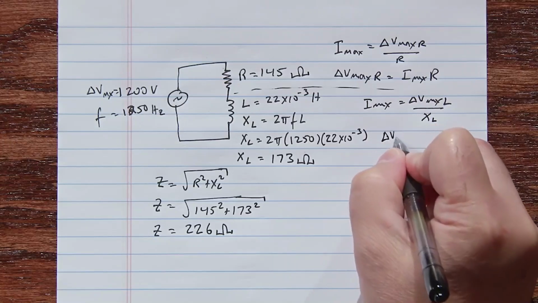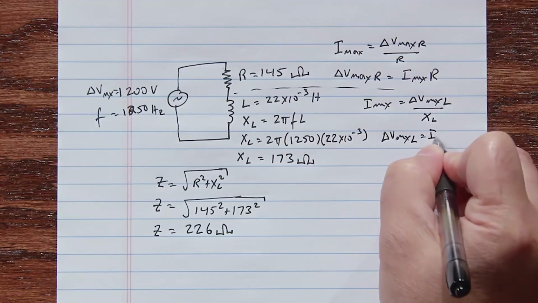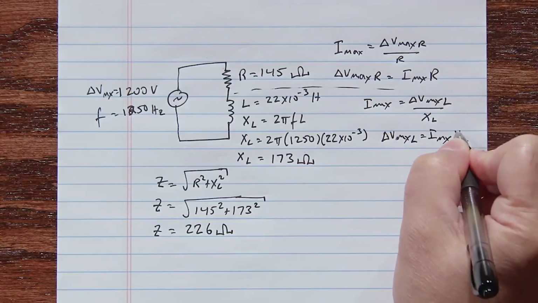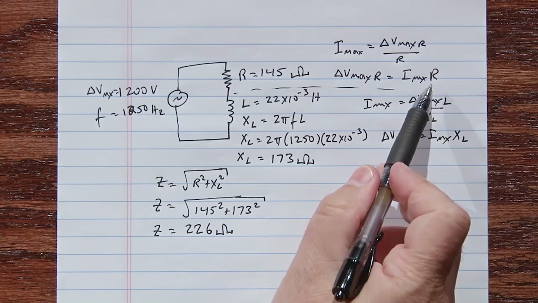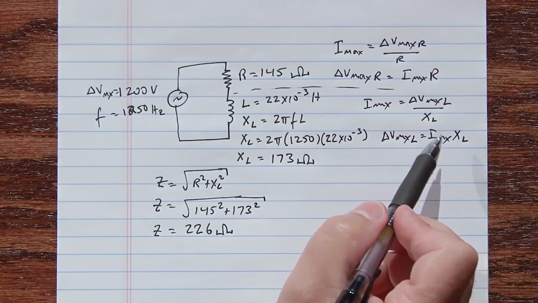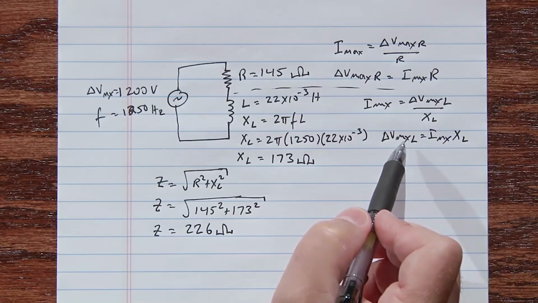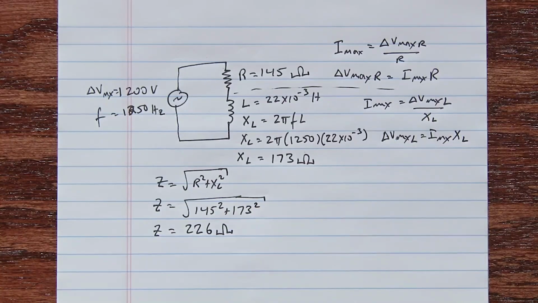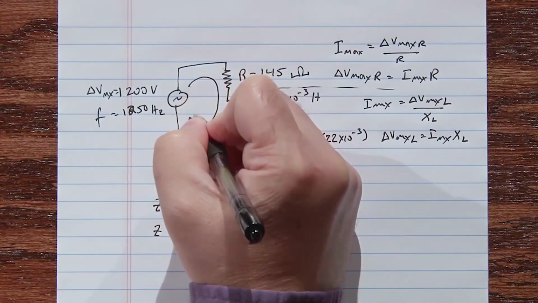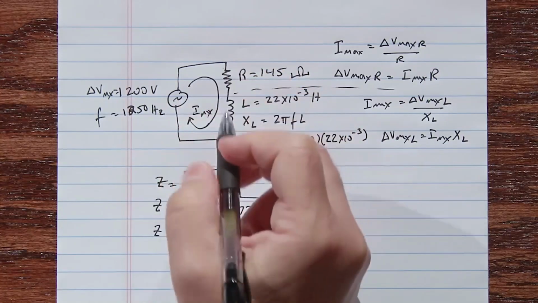So delta V max across the inductor is equal to I max in the circuit times X sub L. So we know the resistance, we know the reactance. So if we knew the current in the circuit, then we could calculate delta V max across the inductor and delta V max across the resistor. Now this is a series circuit, so there's only one current, one value for the current.